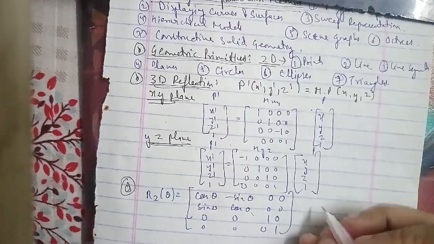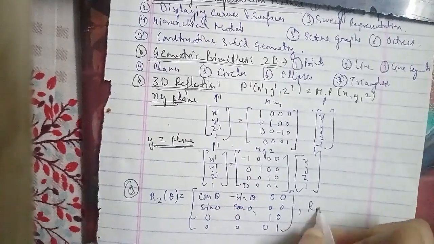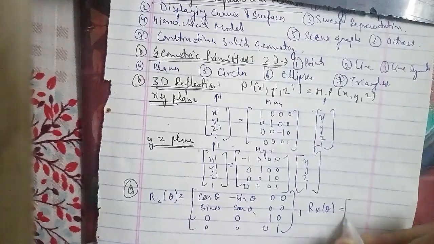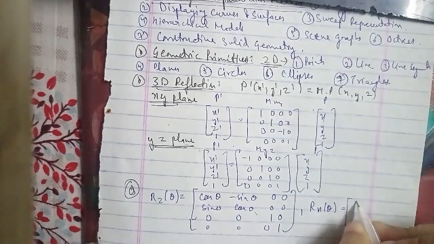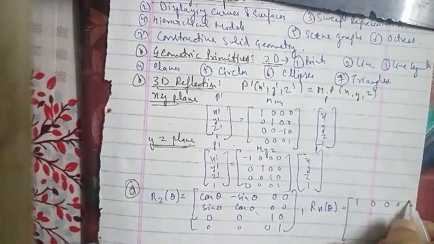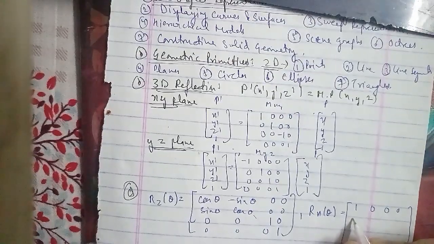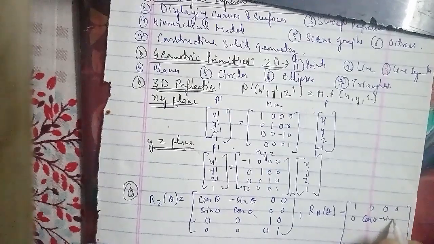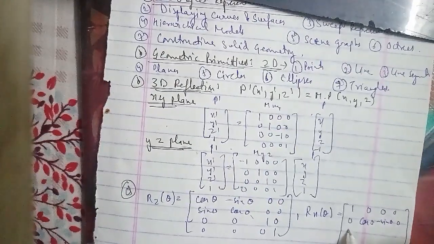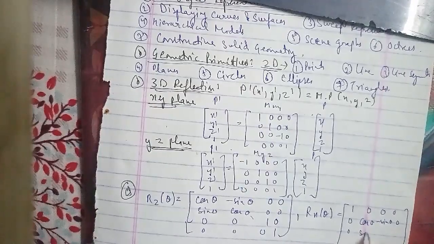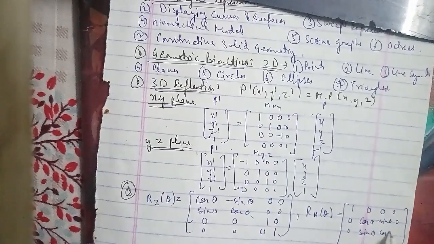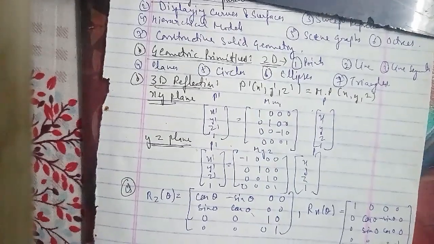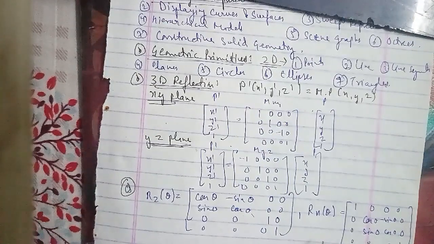Now the other we have is Rx(theta), which is [1 0 0 0; 0 cos theta, -sin theta, 0; 0 sin theta, cos theta, 0; 0 0 0 1]. So that has been represented here.